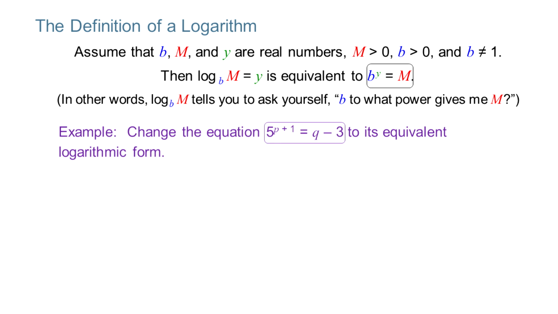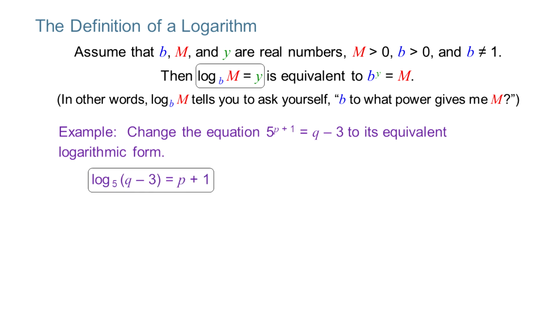In this example, I gave you an equation in exponential form, and I'm going to change it to logarithmic form. I can do this by writing the answer you see here. If you have trouble seeing what I did, the colors here may help you. Note that the b changed to 5, the y changed to p plus 1, and the m changed to q minus 3. Also, I do need the parentheses here. If I had left the parentheses off, this would have said that the log only applied to the q.